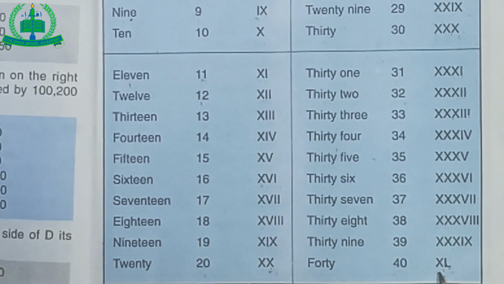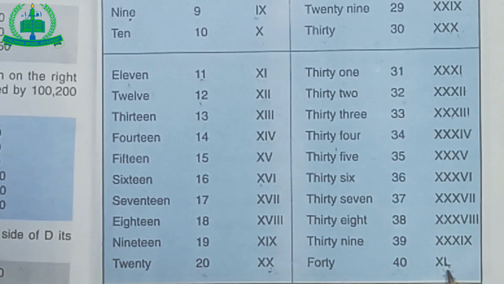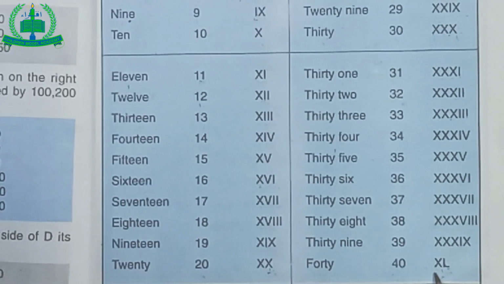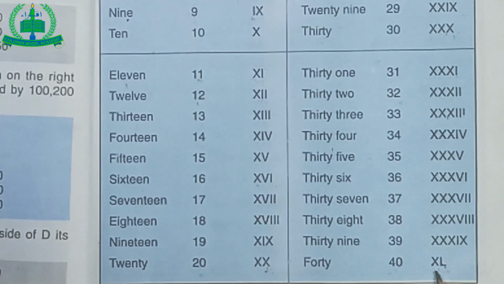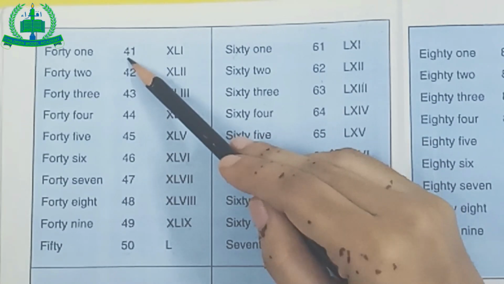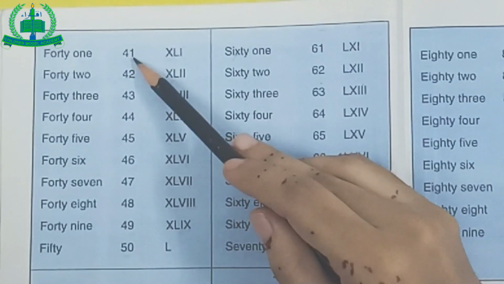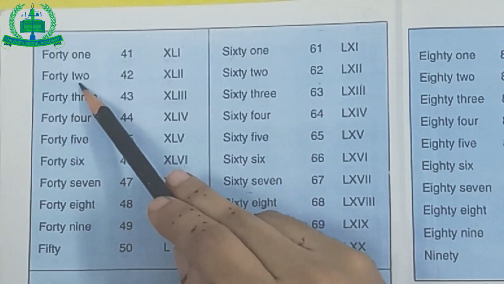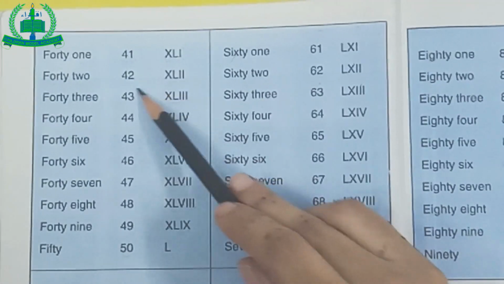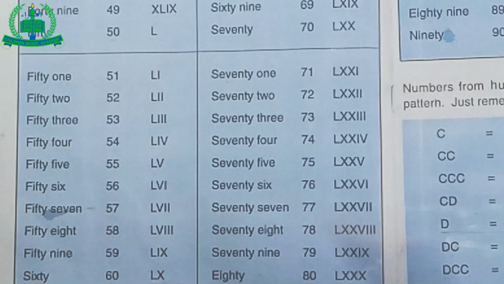40, XL. L is the Roman symbol which means 50. Write X on the left hand side, it decreases its value. 50 minus 10, 40. 41, XLI. XL is 40, I is 1. 41. 42, XLII. XL is 40, II is 2. 42. 50, L.